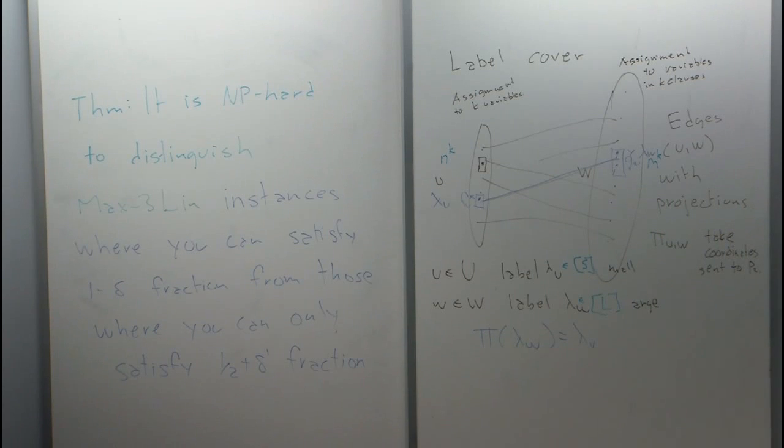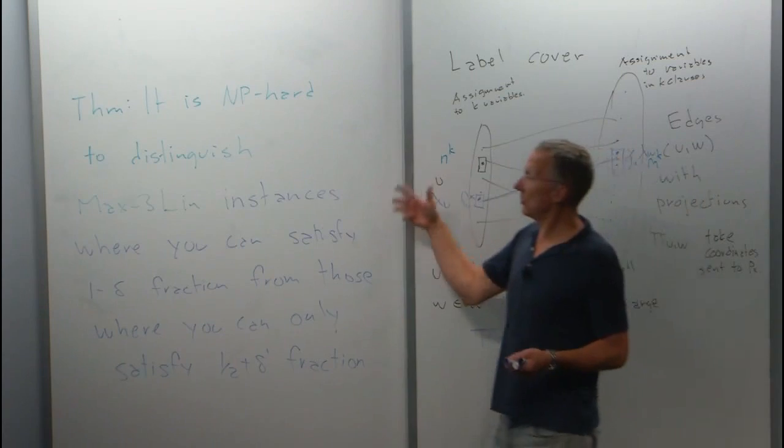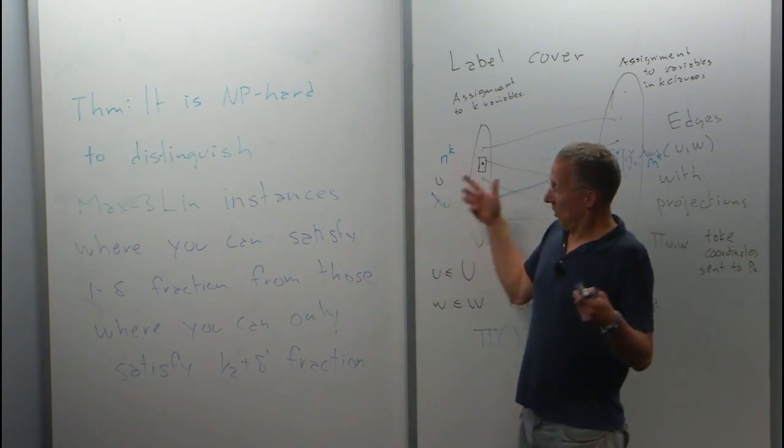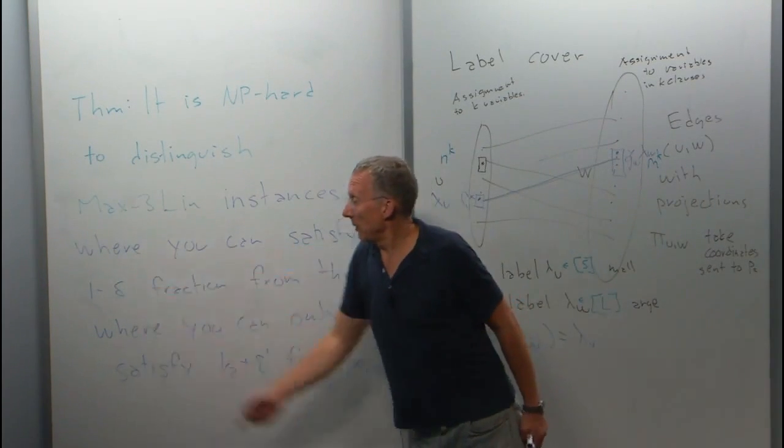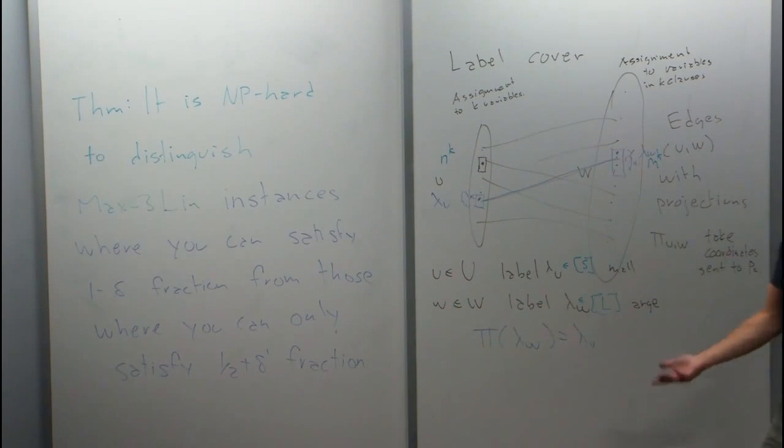So the thing I claim that I'm more or less giving you the best part of the proof of is that it's NP-hard to distinguish instances of max 3 lin where you can satisfy 1 minus delta fraction from the case where you can only satisfy half plus delta prime fraction. And why is this so?